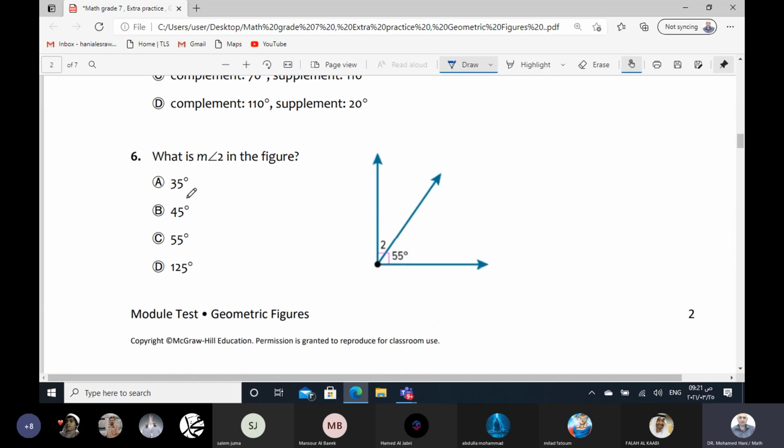Right. What is the measure? M means measure, and this sign means angle. What is measure angle 2 in the figure? This is angle 2. I want all of you to try to solve angle 2. As you see here, we have 55 degrees, and here we have this sign meaning a right angle, and here we have angle 2. How to find angle 2?